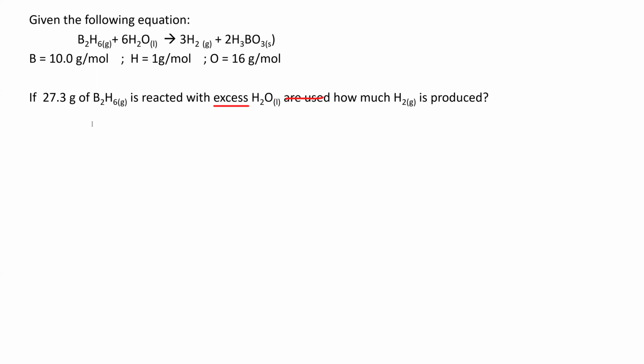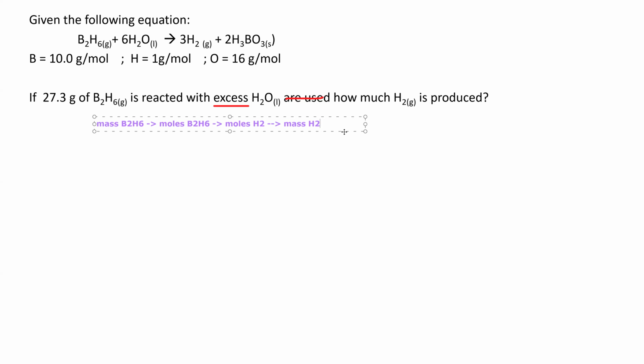So again, since we have already one reactant in excess, the other one is not, we already know the limiting reactant is B2H6. So we're going to take the mass of B2H6, convert it to moles of B2H6, and then to moles of H2, and then to mass of H2. Sorry, not H2O, H2. So again, we're going from mass to moles, moles to moles, moles to mass.